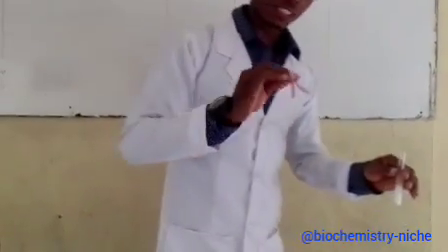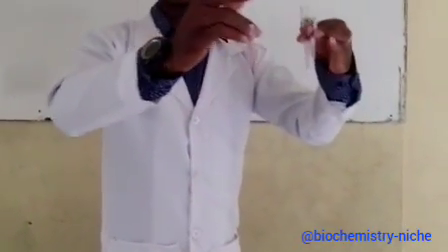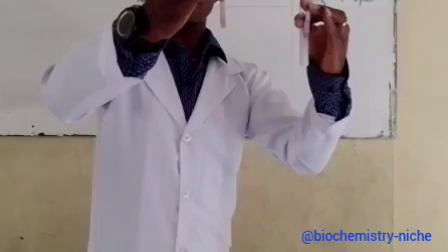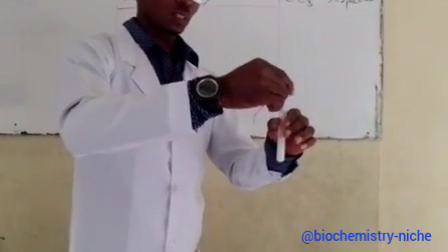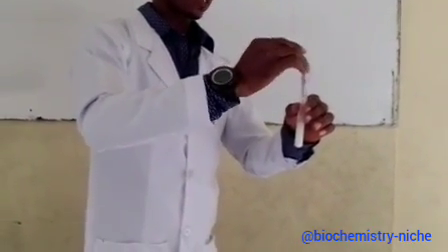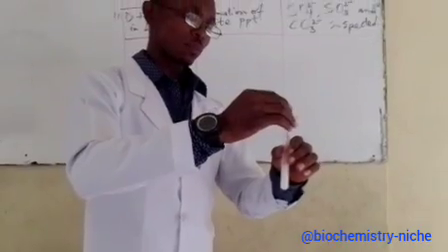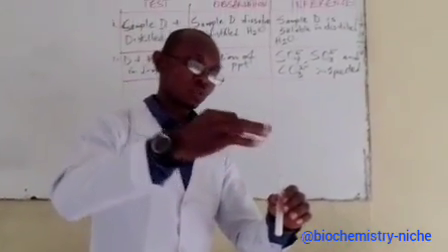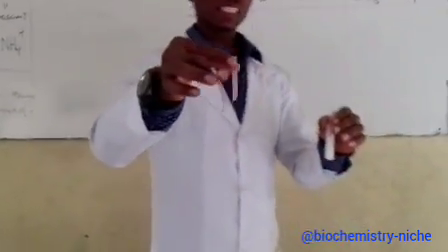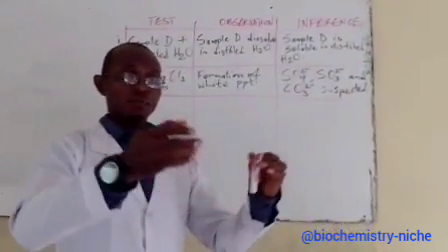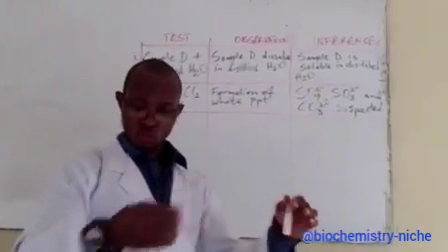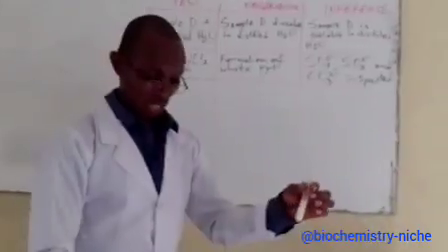Now, from what I'm seeing here, the red litmus paper has not undergone any change, but the blue litmus paper is turning from blue to pink. Let me put it again so we see clearly. The red litmus paper is not undergoing any change, but the blue litmus paper is turning to pink. So that is informing us that what we are having here is slightly acidic, because it is turning blue litmus paper to red.